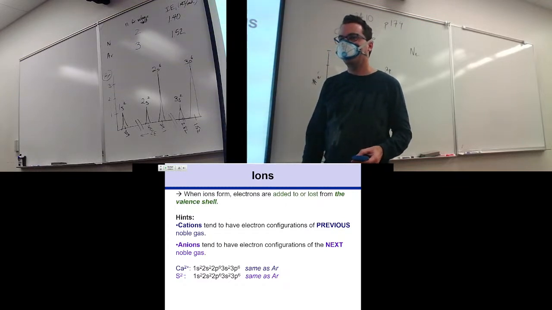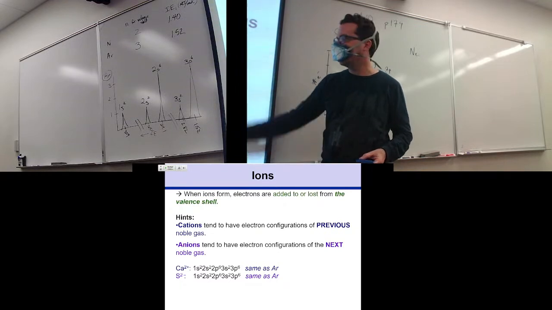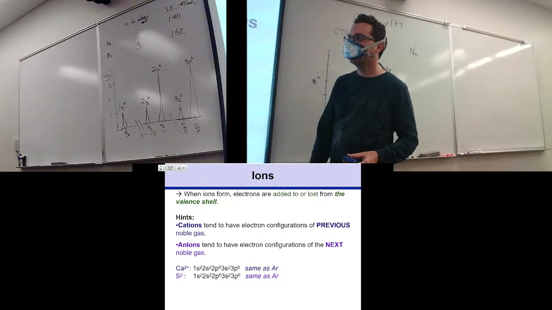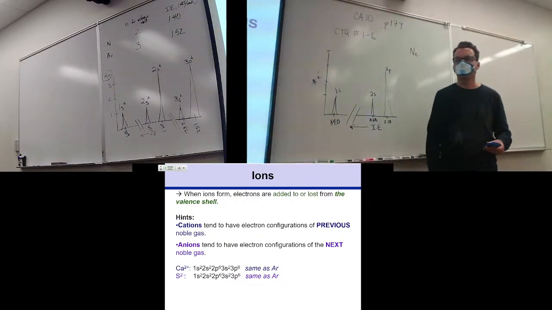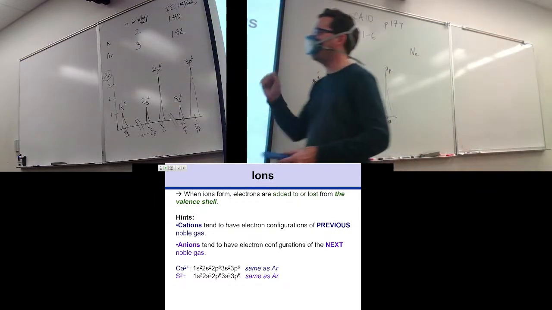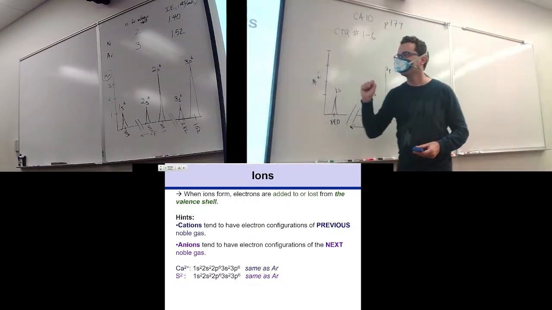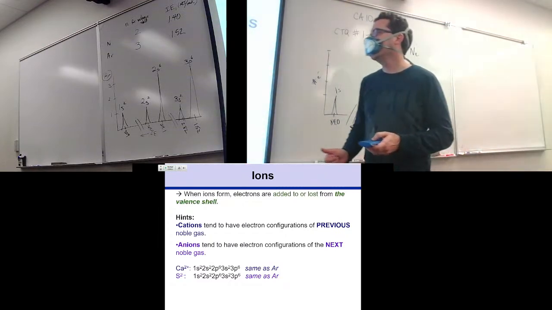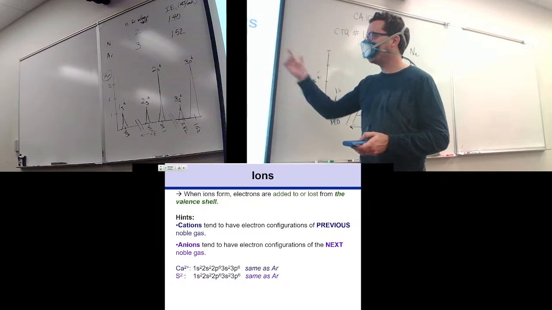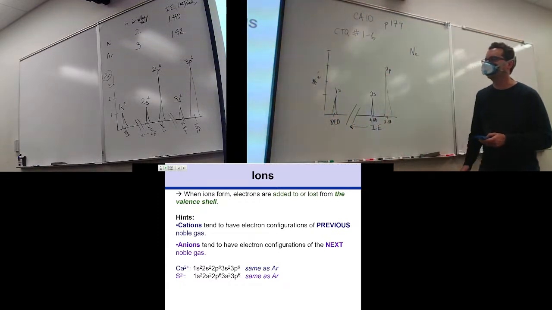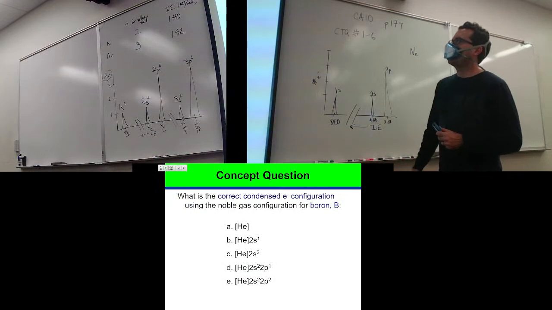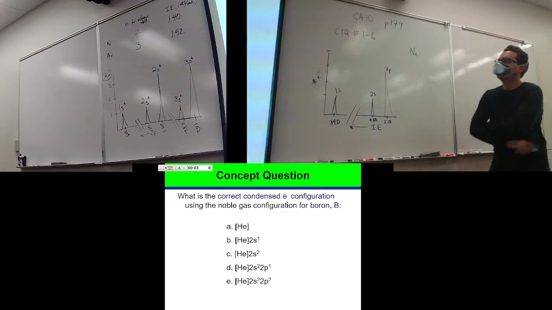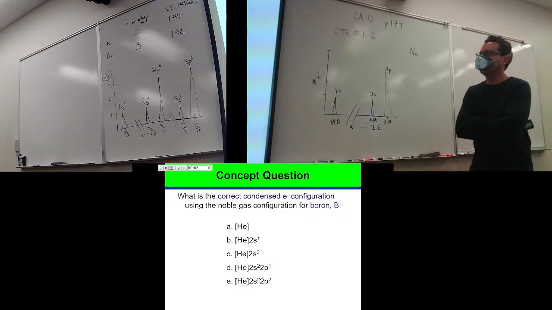What's the word we use when they look like that? Another word we just learned. Isoelectronic. These are isoelectronic species. They have the same number of electrons. And they happen to have the same electron configuration too. So calcium 2+, sulfur 2-, and argon are isoelectronic. Okay. What would be the electron configuration for boron if I use the condensed version?